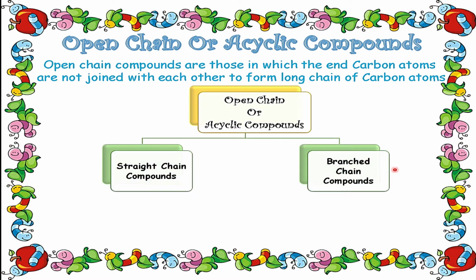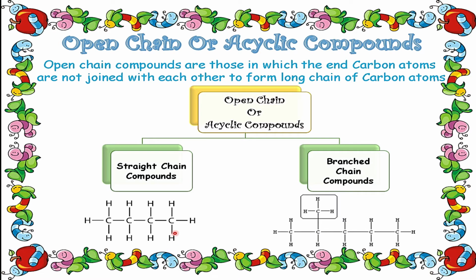These open chain compounds are further classified into two different branches. First one is straight chain compound, second one is branch chain compound. Straight chain compounds are like this in which there is only a single chain present, there is no side chain present. Branch chain compounds are like these compounds in which there is the presence of a side chain or a branch attached with the single chain.